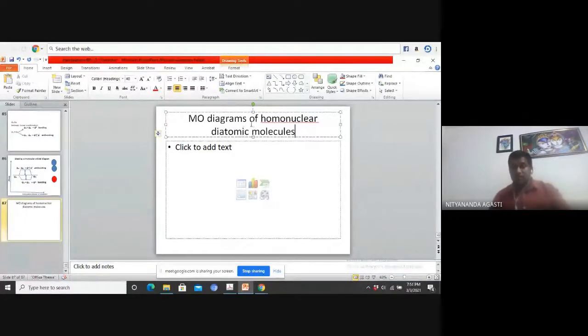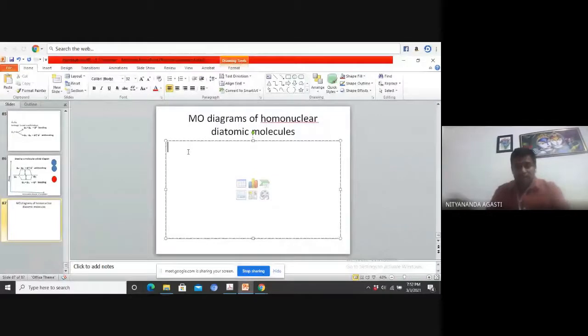Molecular orbital diagram of homonuclear diatomic molecules. Very important, let me tell you, and very easy to draw also once you are convinced. No need to remember these diagrams. Once you are convinced with this, you can sketch the diagram at any moment wherever you are asked. And let me tell you, it's very important for competitive exams also, if you are appearing for those exams with chemistry as a subject. That's why I'd invite your attention here.